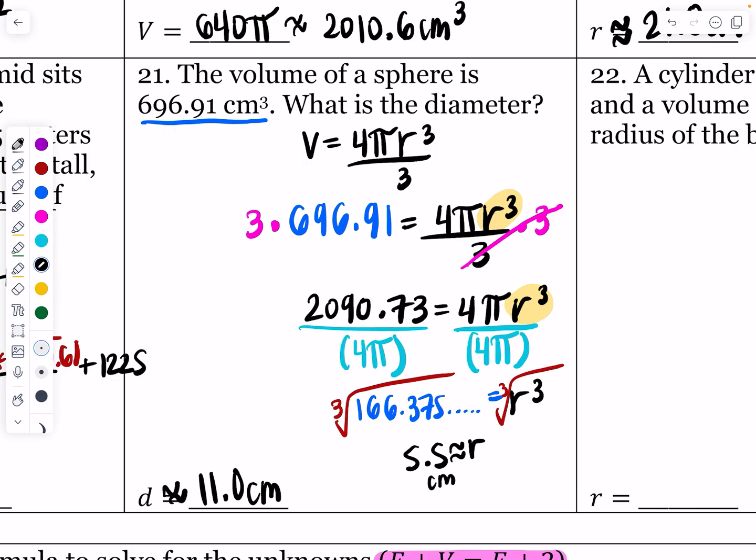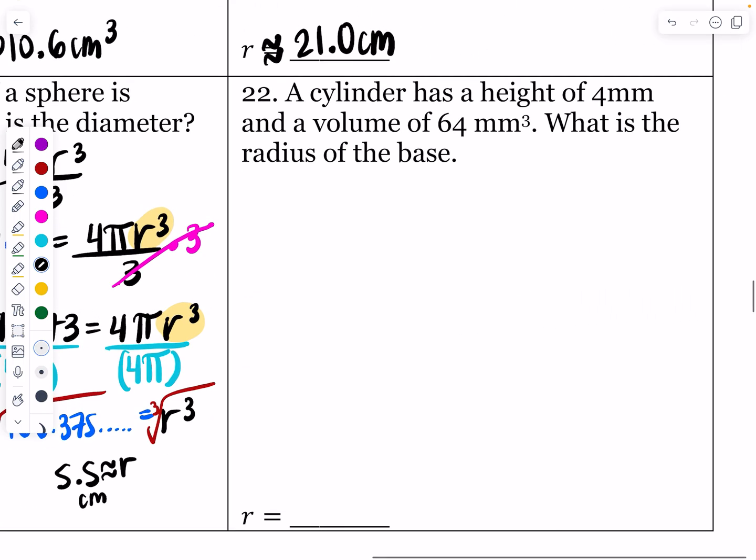It's about 11. All right, we are going to do number 22 and then take a break because I am losing my voice. I talked all day at school, and then I talked at home with my children, and now I'm talking here. So it's not that I'm sick, I promise. I'm just losing my voice.